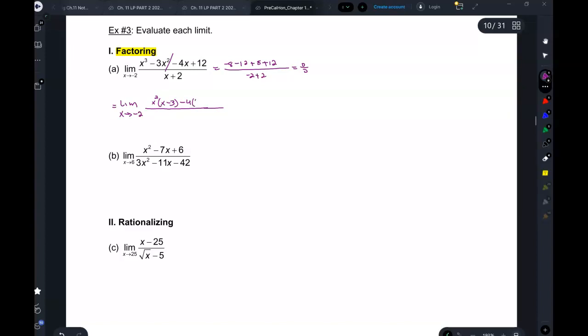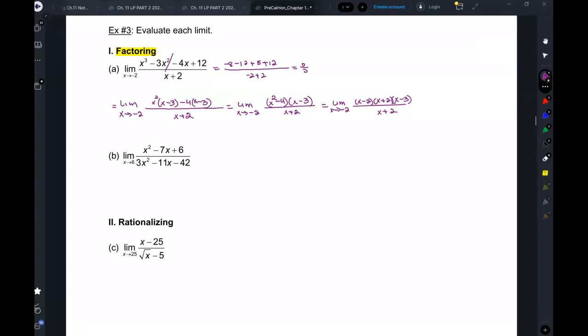I factor out a -4, I get x minus 3. So this is equal to the limit as x approaches -2 of x squared minus 4, x minus 3 over x plus 2. So let's factor that further. This is the limit as x approaches -2 of x minus 2, x plus 2, times x minus 3, all over x plus 2, right?